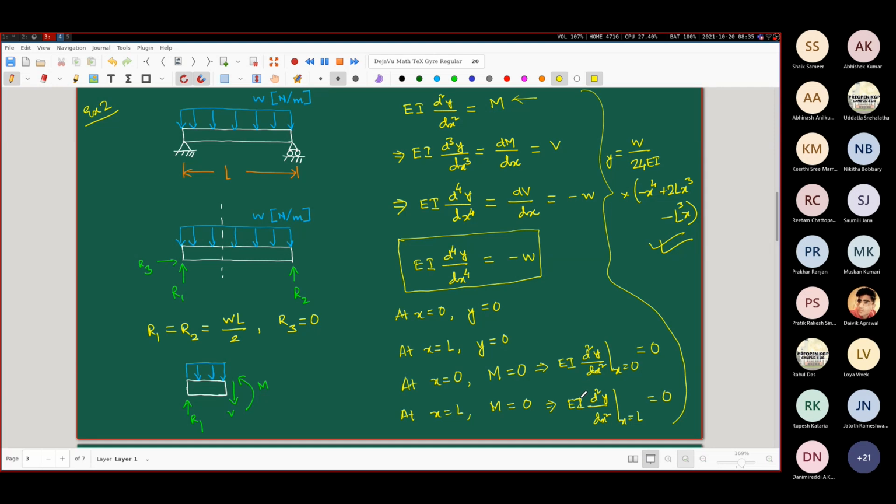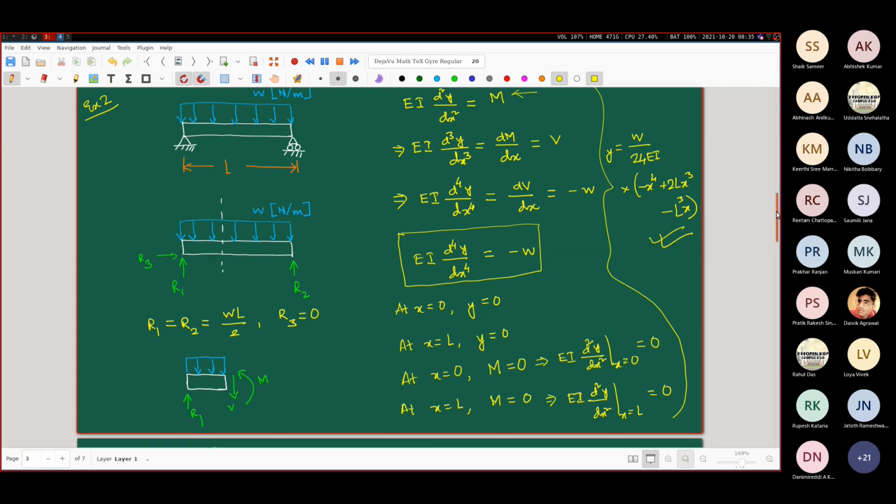So suppose in example 3, we differentiated. Yes.